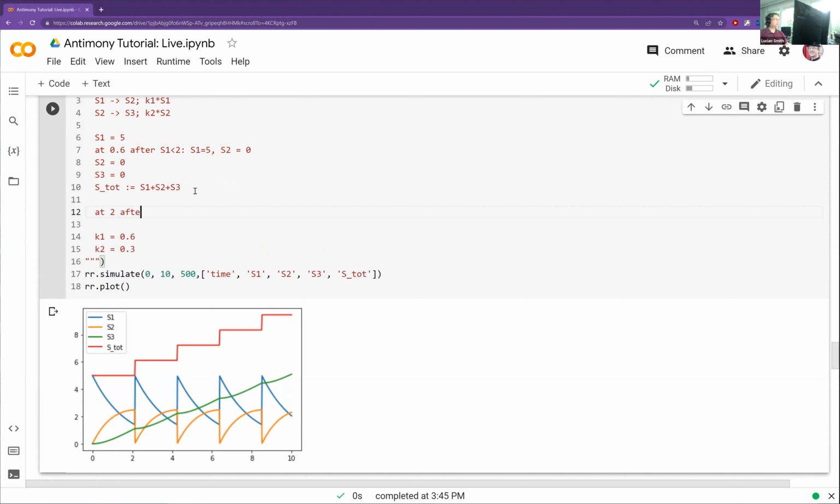At 2 after S3 is greater than 3, we'll set S1 to 100 or something. But we'll make this persistent. No, we don't have something that goes up and down. Ah, we do have S2. Okay, we'll do S2 here.